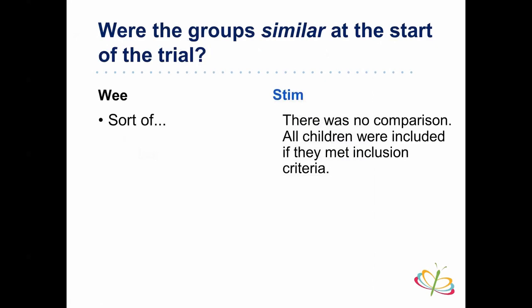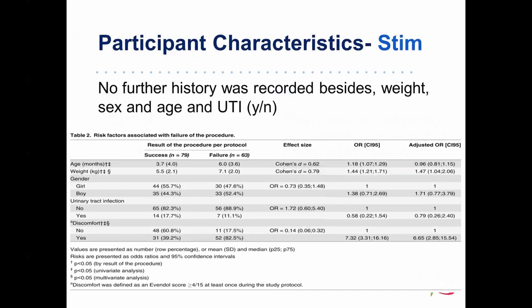And then for the Bladder Stim, were they similar at the start of the trial? Well, there really was no comparison. All children were included if they met the inclusion criteria as discussed. And were the participant characteristics similar in my study? Well, there was no real further history recorded besides weight, sex, age, and UTI. So there's no other real demographics to analyze.